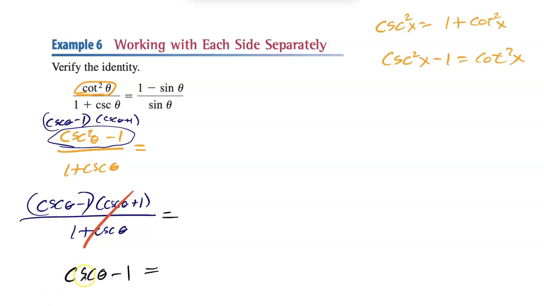I mean, I can make that 1 over sine, but it's not really going to help me. That's pretty much as far as I could get there. Right? It's not squares, so I can't do any of this stuff. It's stuck there. So let's work on this side.